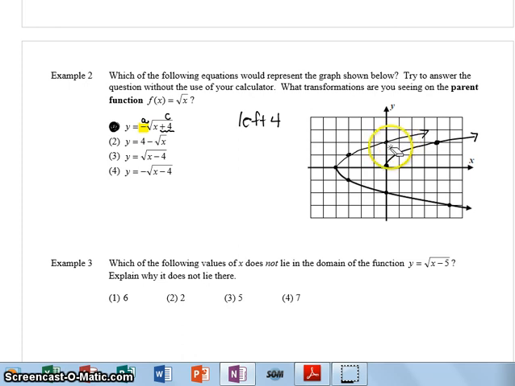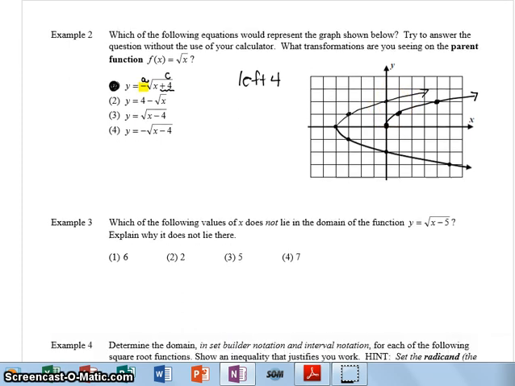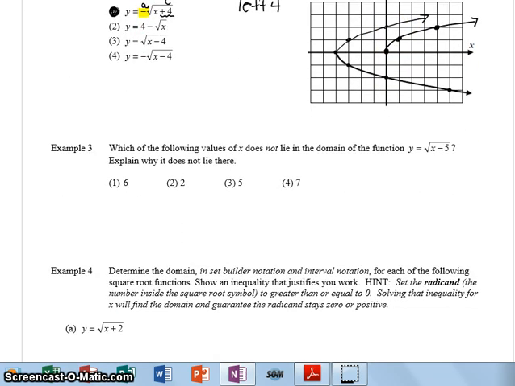Okay? All right, example 3. Which of the following values of x does not lie in the domain? So now we learned, I think it was in unit 1, that we had a restricted domain.